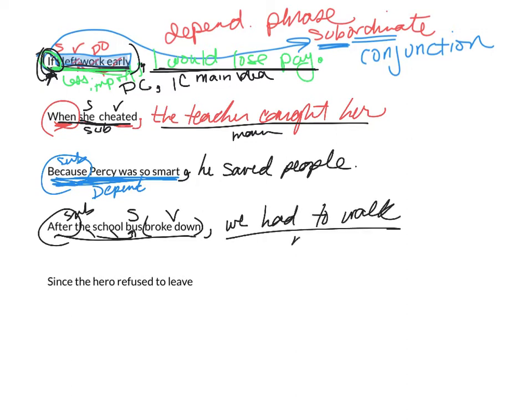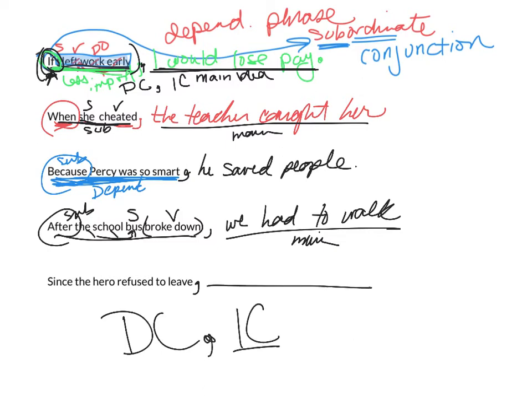And that becomes the main idea. Since the hero refused to leave. Right now, you go turn that into a complete sentence. Okay, I'm assuming you put a comma there because the pattern is DC, comma, IC, and then you have to have that IC or complete sentence on the end.